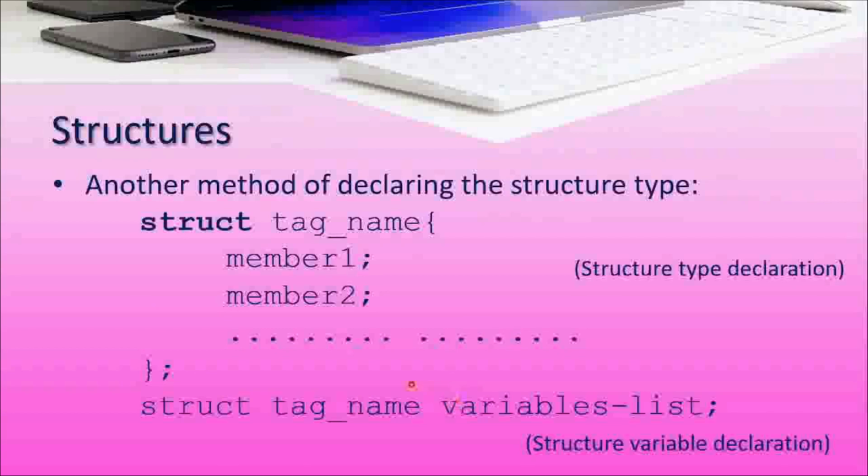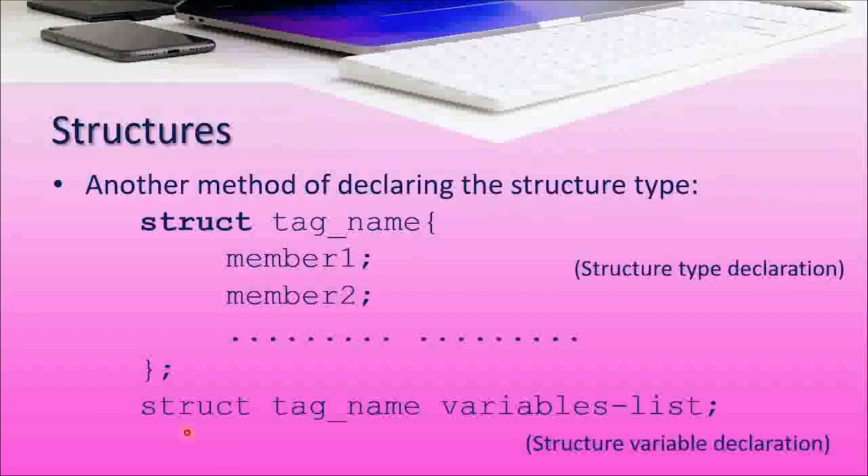Then we also have to do the structure variable declaration. When we do the structure variable declaration, it again starts with struct, then we give the tag name. Suppose we used the tag name book, so it will be struct book, then the list of variables, that is book1, book2, book3, etc. So this is another method of declaring structures.